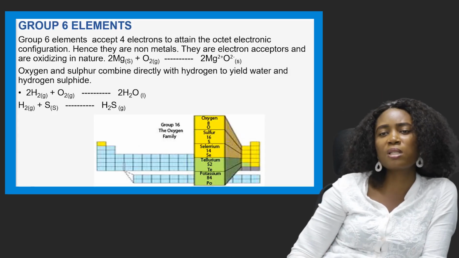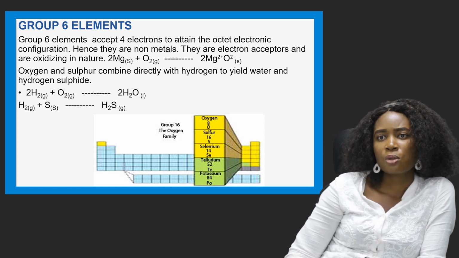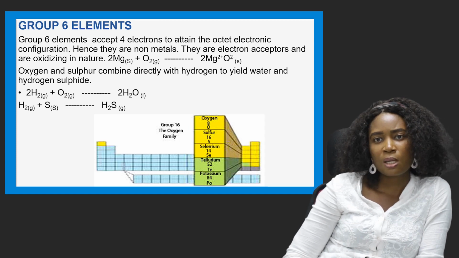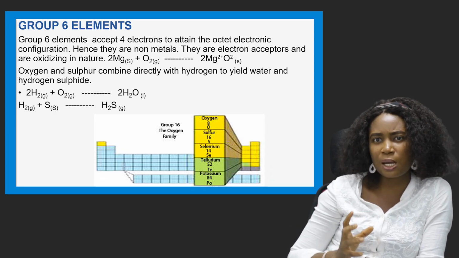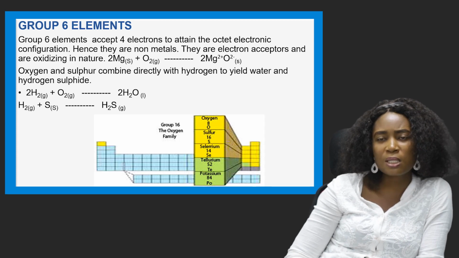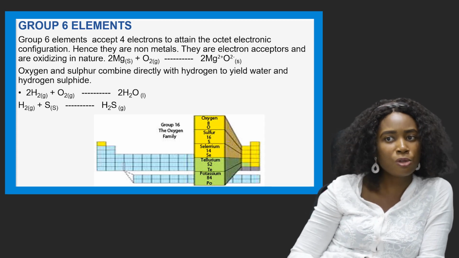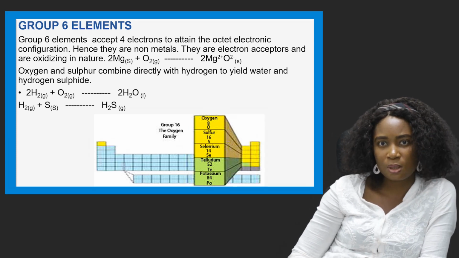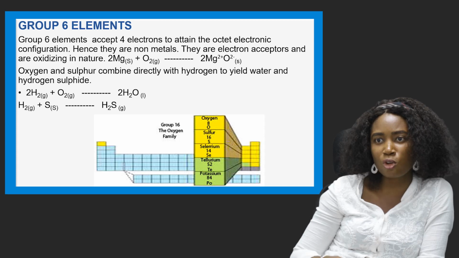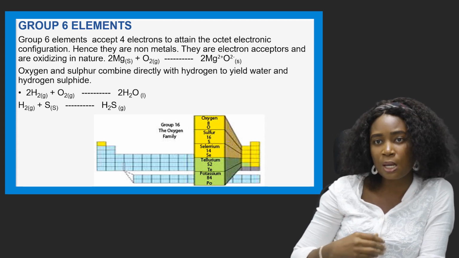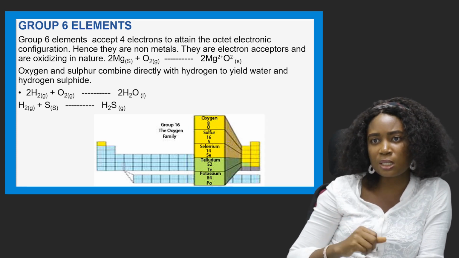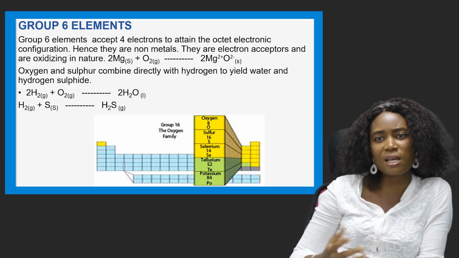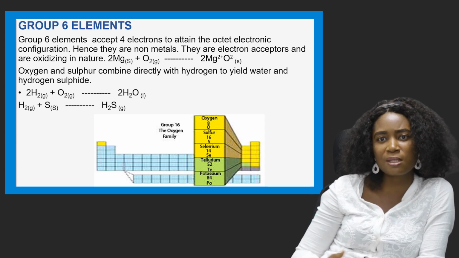Okay, group 6 elements, they accept 2 electrons to attain the noble gas configurations. They have 6 electrons already in their outermost shell. These elements are said to be non-metals. They are electron acceptors. When I say electron acceptors, non-metals accept electrons, while metals donate electrons. So in this case, they are electron acceptors, and because they are electron acceptors, they have oxidizing property. They are called oxidizing agents.